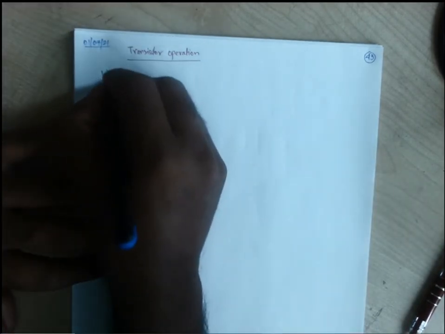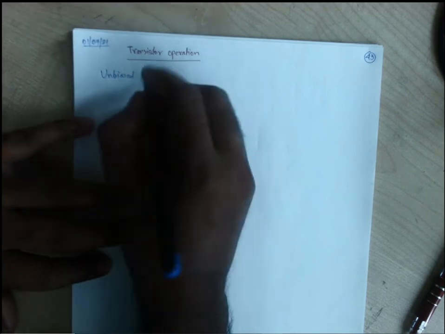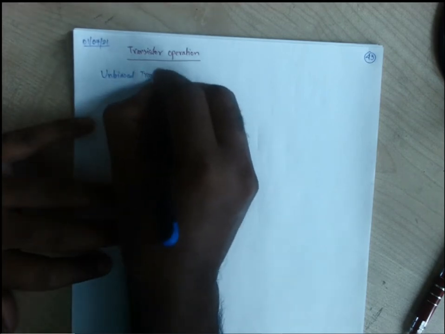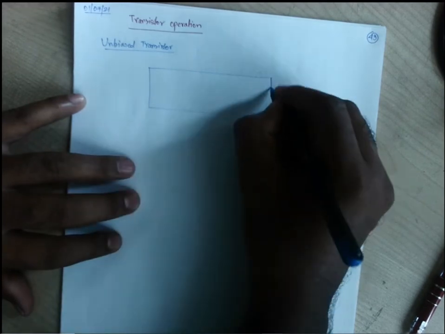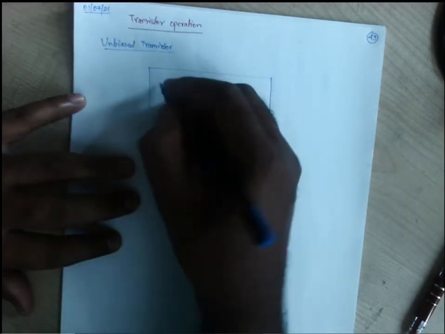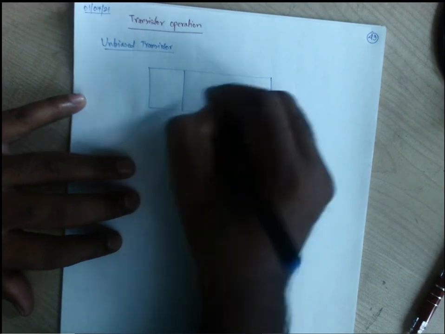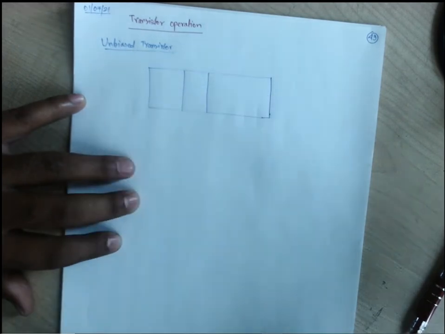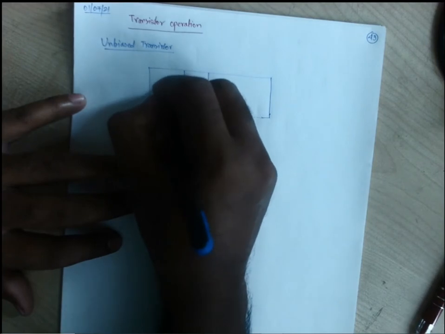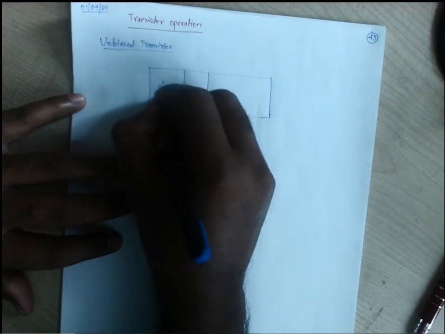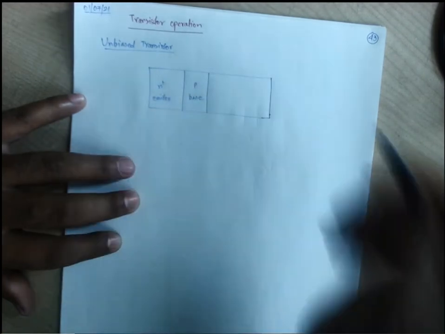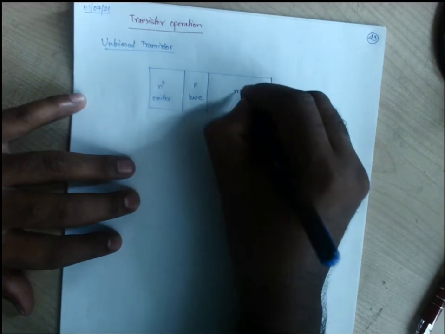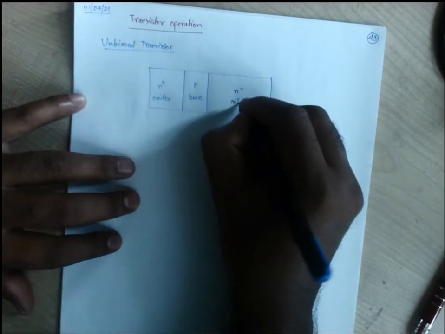So first of all, the unbiased transistor. Different regions are there. This is your N plus, which is your emitter. It is P, which is the base, and the collector width is the highest. It is represented by N minus, that is the collector.